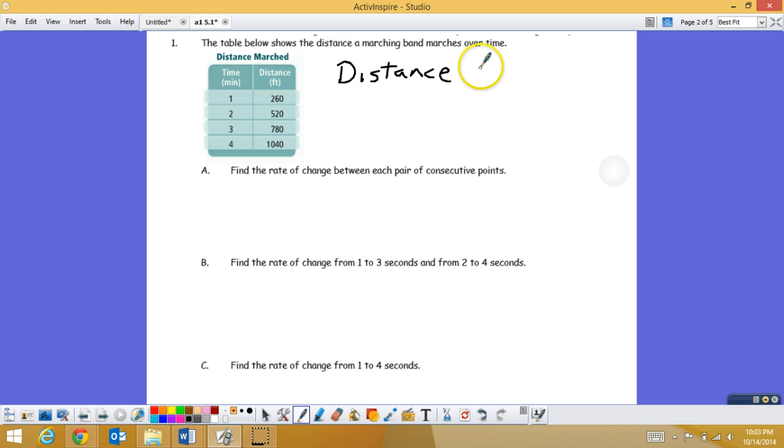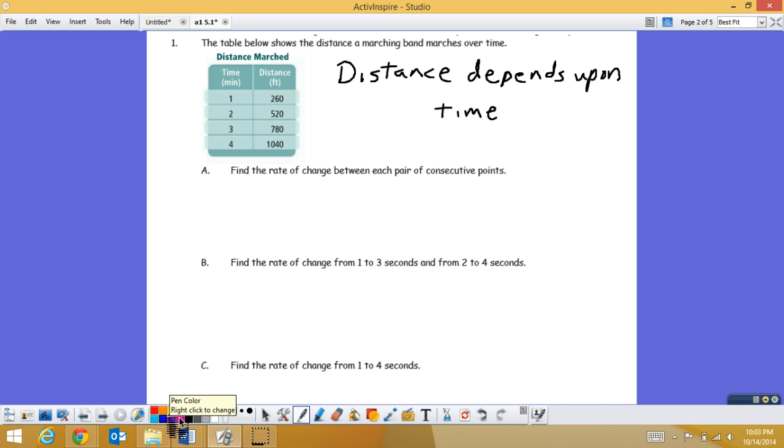But anyway, the distance depends upon time. So what that means is then that the distance is the dependent variable. So that's what we're going to subtract on top.